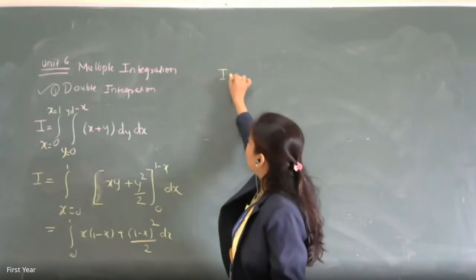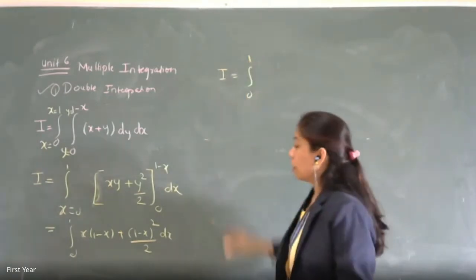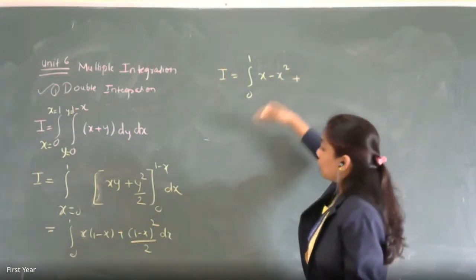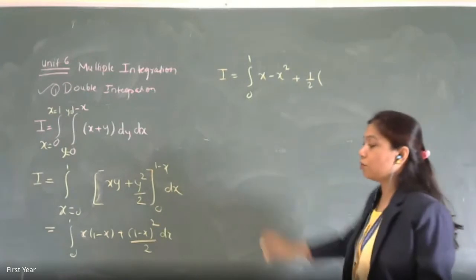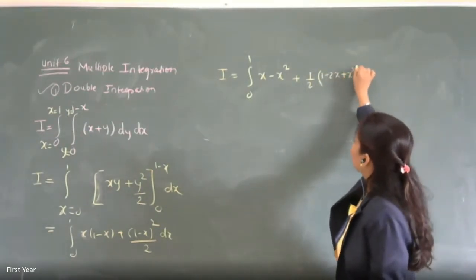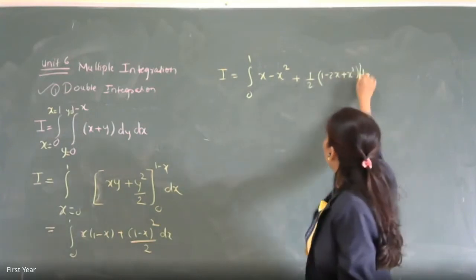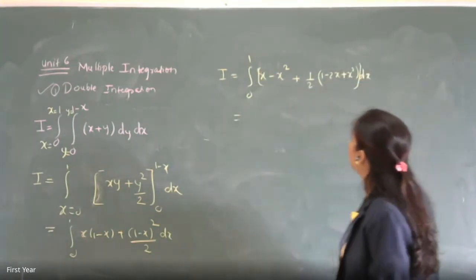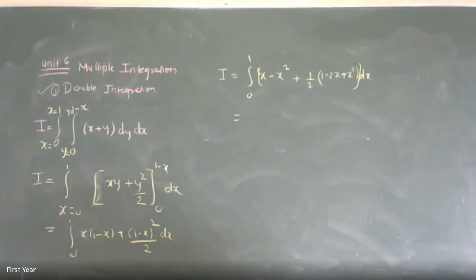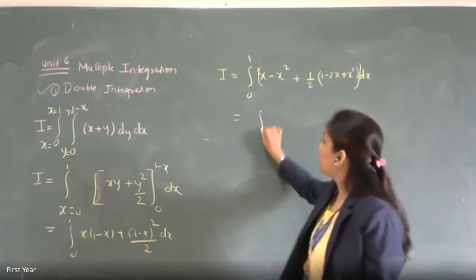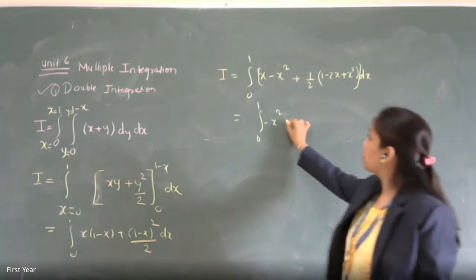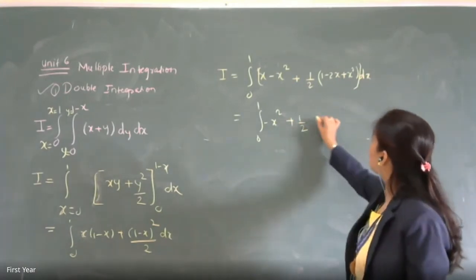So this is I is equal to integration 0 to 1 of x minus x square plus, I split it up, 1 by 2, or you can directly do the integration, whichever way is easy for you all. (1 minus 2x plus x square) dx, all of them. So it is going to become x minus x will get cancelled because 2 gets cancelled. Then it is minus x square, then it is plus half, and it is plus x square by 2.